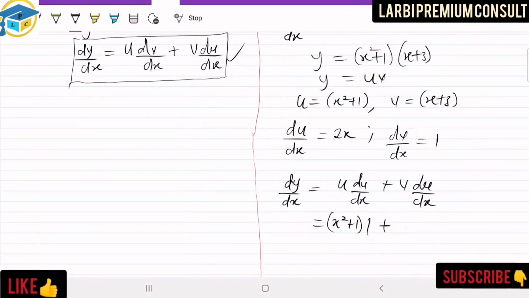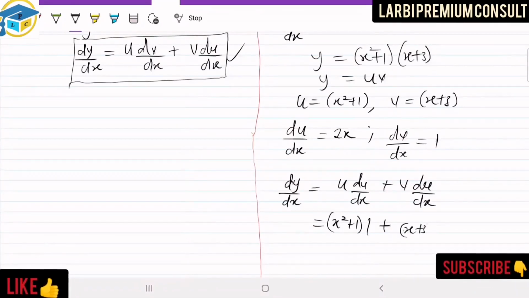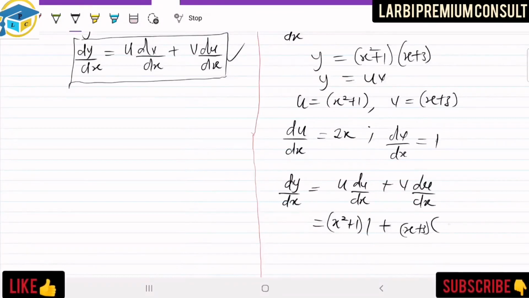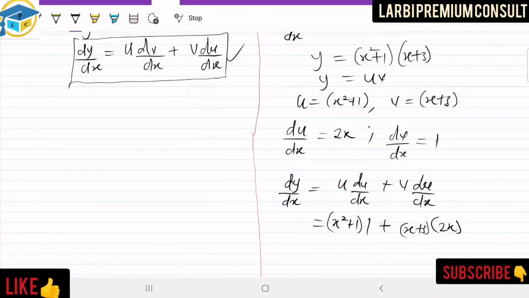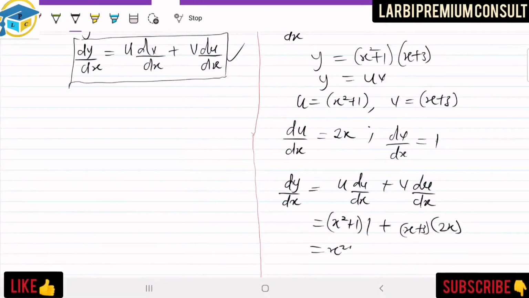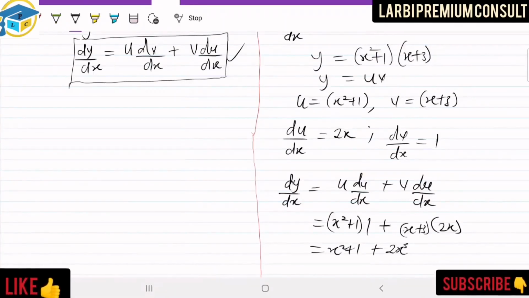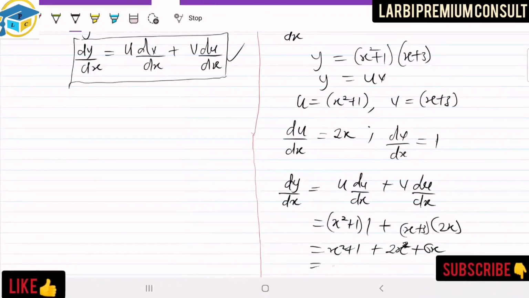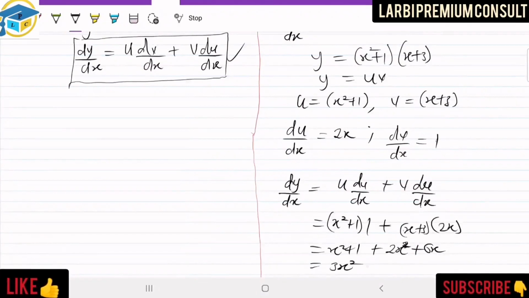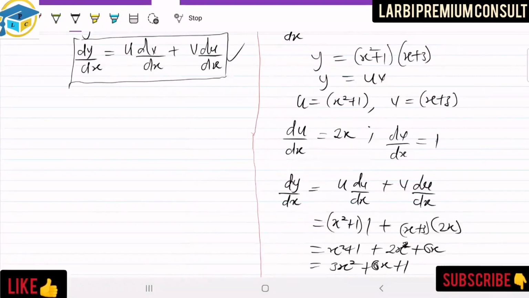I know my v is what? I know my v is x plus 3. That one's also multiplying what? My du over dx, which is what? 2x. So after you expand, it's going to be x squared plus 1 plus 2x squared plus what? 6x. I know they're going to give 3x squared plus 6x plus what? 1 plus 1. And that's going to give you my dy over dx.